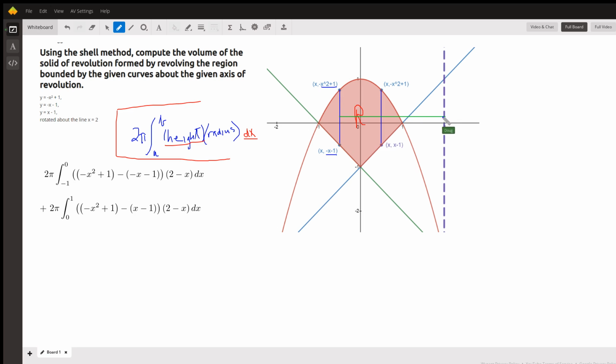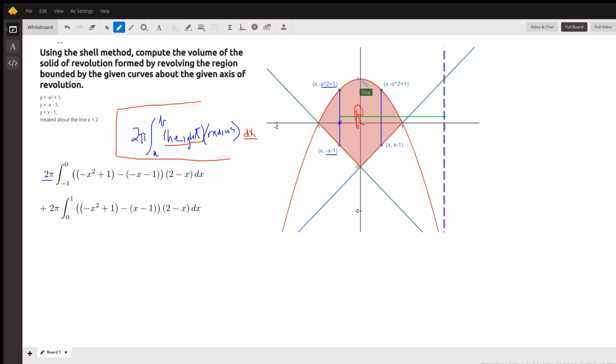And the average radius will be the x-coordinate at the right, which is 2, take away the x-coordinate, which will be, for example, if this is -0.5, 2 minus -0.5 is 2.5. That would be the distance from the axis of revolution to the center of the shell that we're revolving around that line. Okay, so here's the setup.